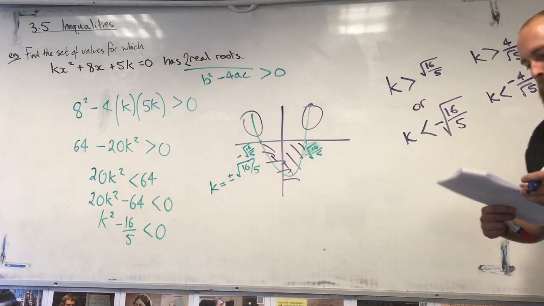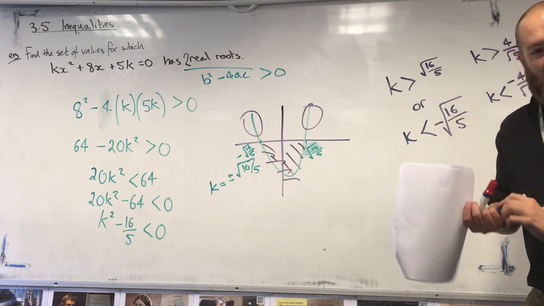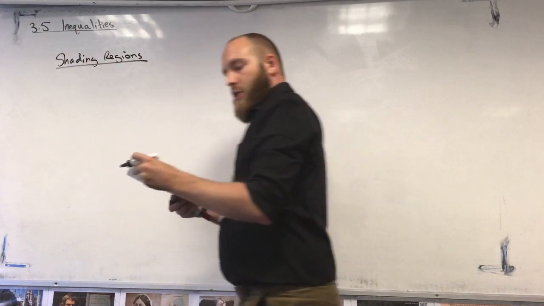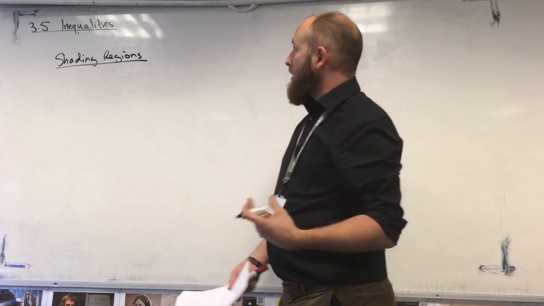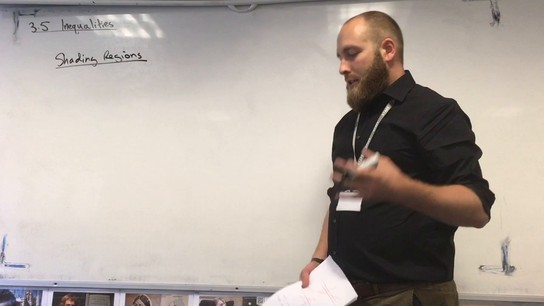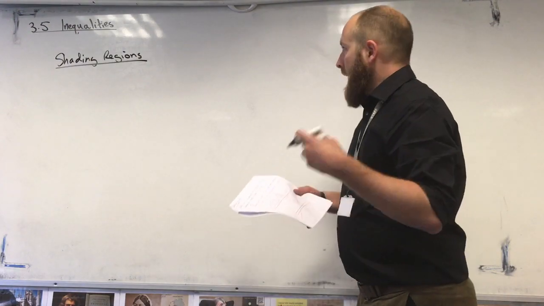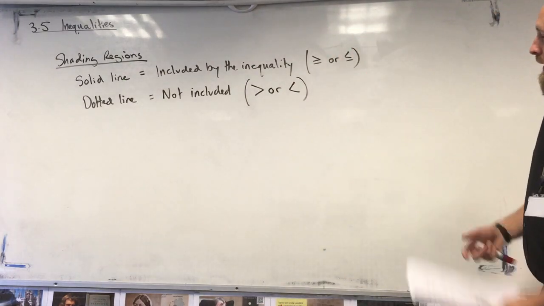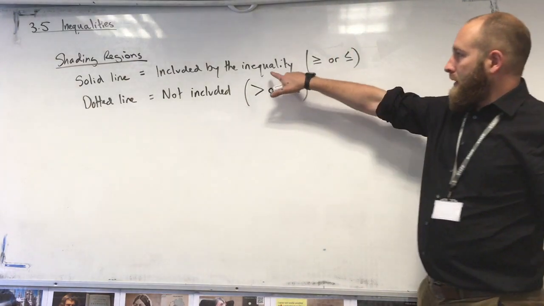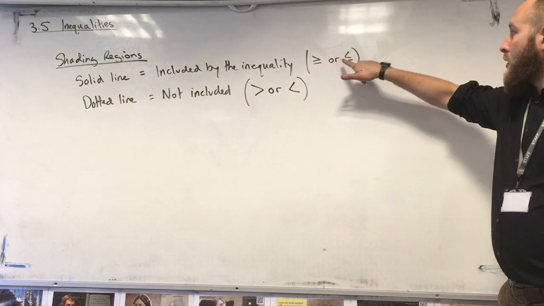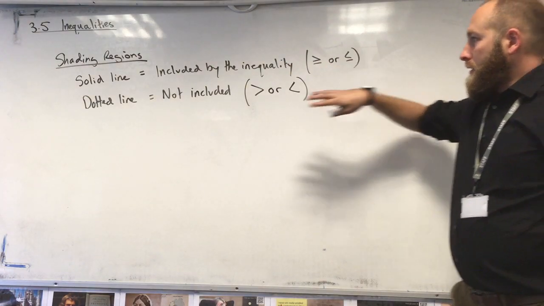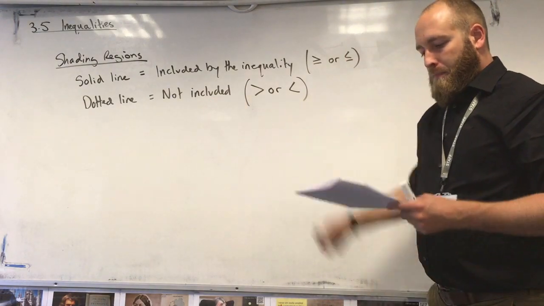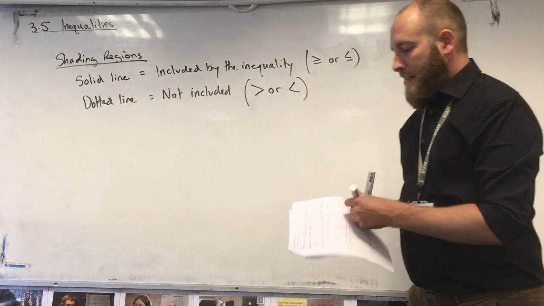Okay, last bit for today, and then we're done for this week, is on shading regions, which I think you guys have already seen in GCSE. So occasionally with inequalities, we need to shade a region that satisfies a few different things. There's a few rules for these. When we've got a solid line, it means that value is included by the inequality, so for example greater than or equal to, or less than or equal to, and a dotted line means it is not included by the inequality, for example greater than or less than. So we're just going to try one example of this because it's quite straightforward.